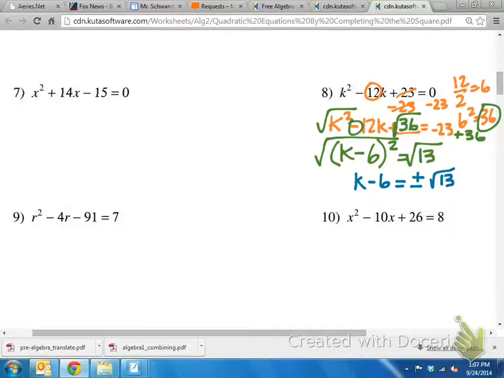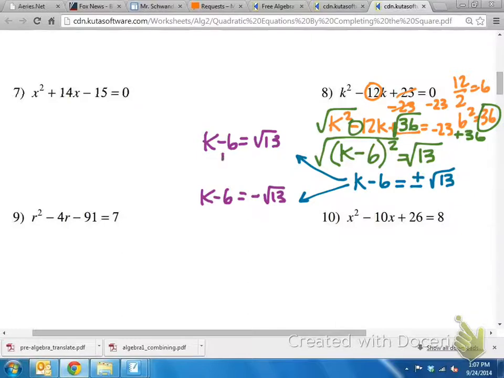And I know some of you are like, no, why not pull out a calculator? We know that you can use a calculator. So you can just plug it into a calculator and get a decimal. We can leave it like this to keep it what we call exact, because we don't have to round if we leave it as a square root. So, again, because of the plus minus sign, I have two different equations I need to make. One of them is k minus 6 equals positive square root 13, and the other equation is k minus 6 equals negative square root 13.